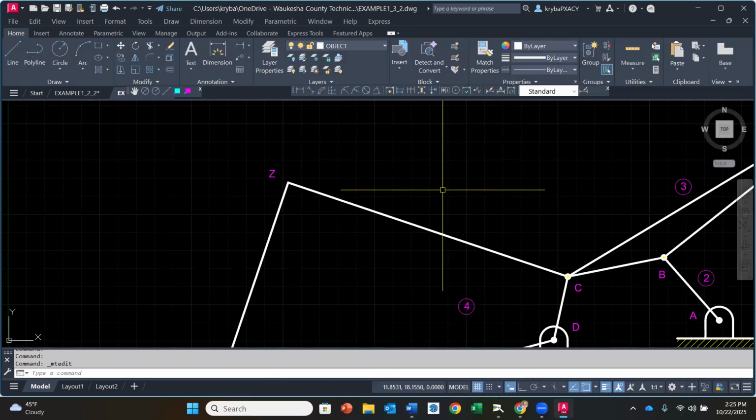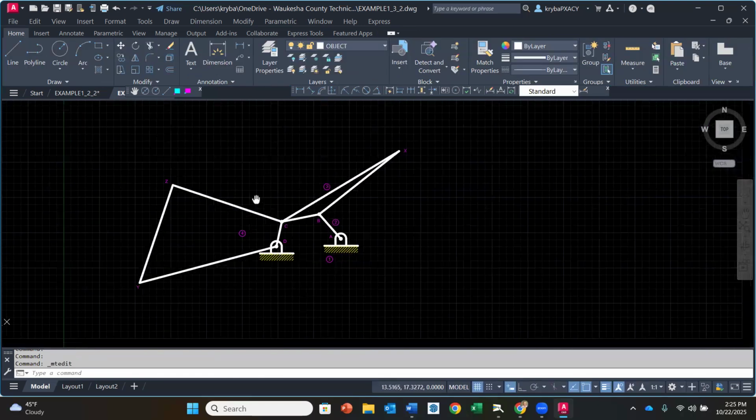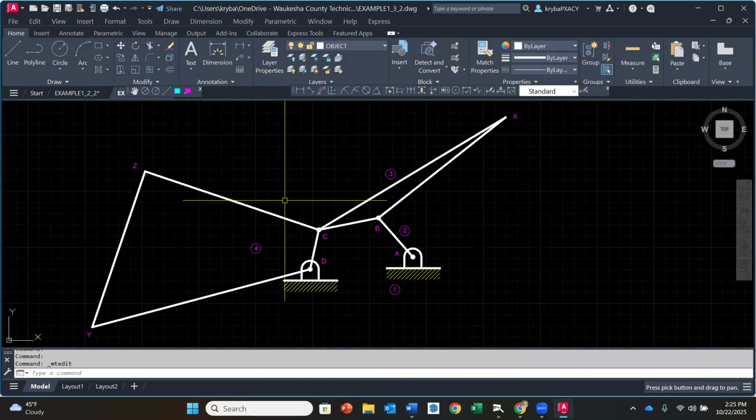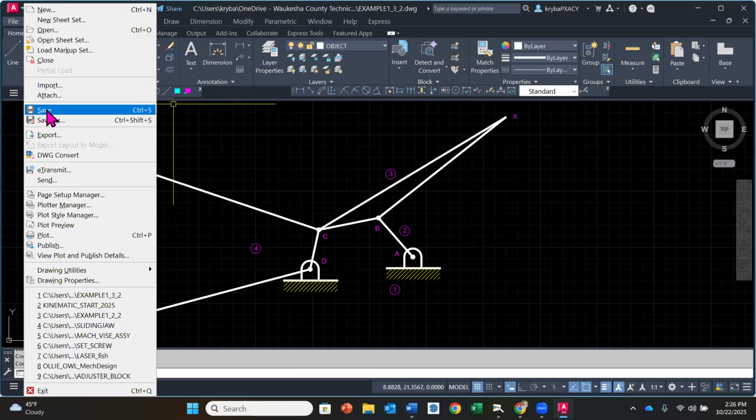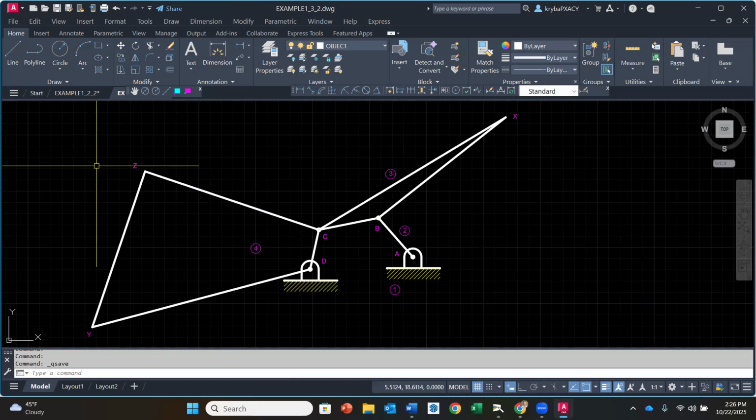Let's see. Special interest points are never going to be the beginning of the alphabet. They're going to be the end of the alphabet. That differentiates them from joints. And then the joints are going to be the beginning of the alphabet. So I will do a quick save. And there is my example 1-3.